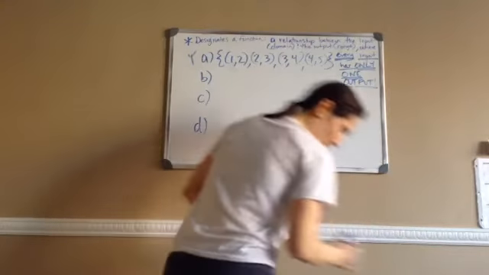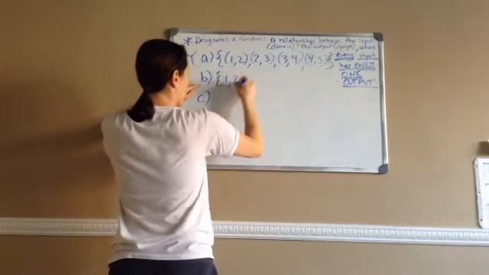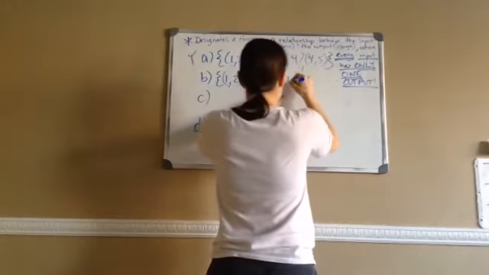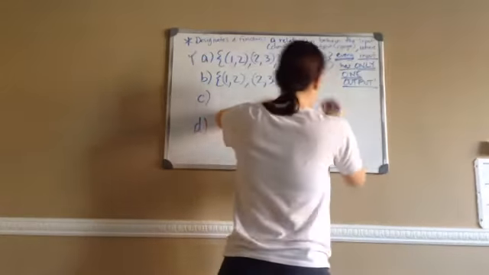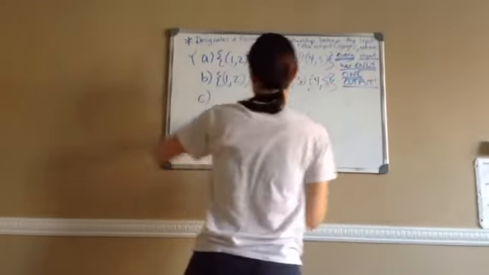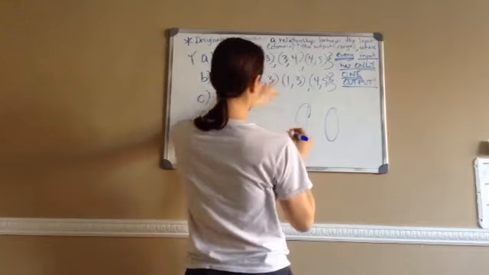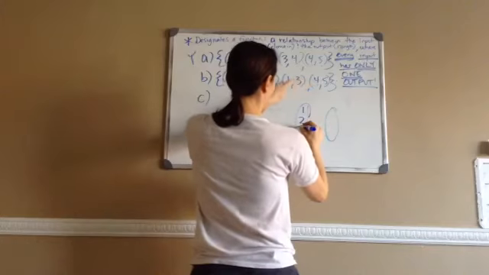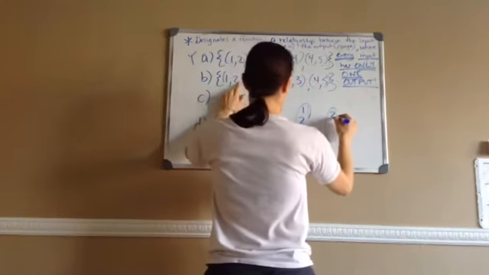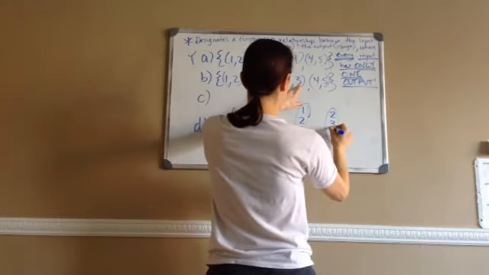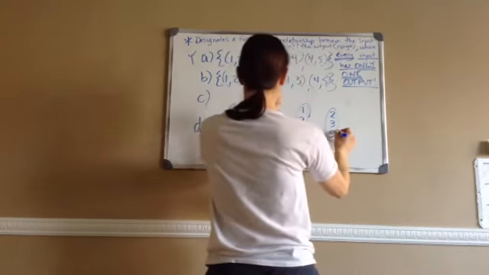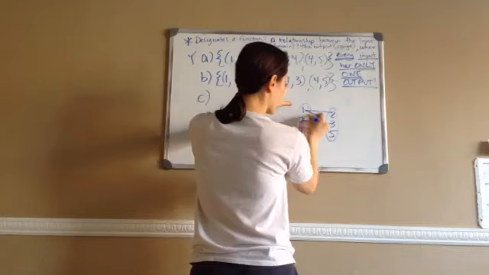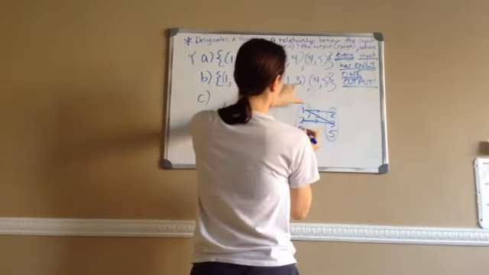Alright, let's do B. B says 1, 2, 2, 3, 1, 3, and 4, 5. If you were to look at this one, let's draw. I have 1, 2, 1, 4. So 1 is repeated twice. 1, 2, and we've already got a 1, so I'm just going to go 4. 2, 3, no, we already have a 3, 5. Got it? So now, 1 goes with 2, 2 goes with 3, 1 goes with 3, 4 goes with 5.